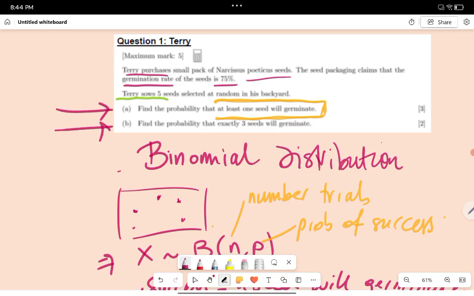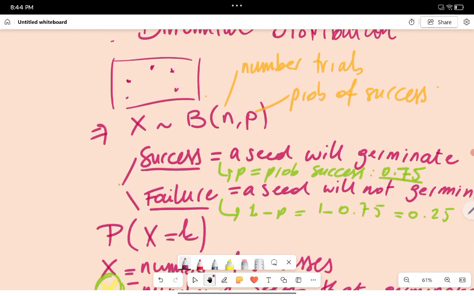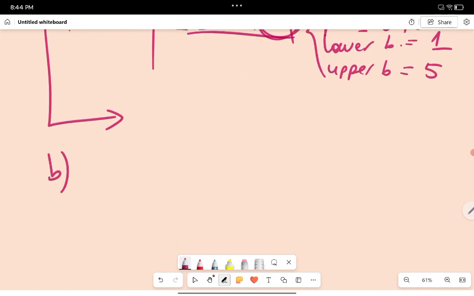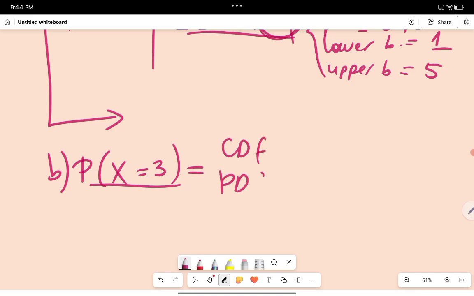Then B, find the probability that exactly 3 seeds will germinate. Well, that is a bit easier even. So what are we going to do? P of X is equal to 3, isn't it? Check. So here, are we going to use CDF or are we going to use PDF? I really want you to think here. I hope you're all shouting PDF at home. That would be lovely. So you put PDF in your calculator because we have one value, right?